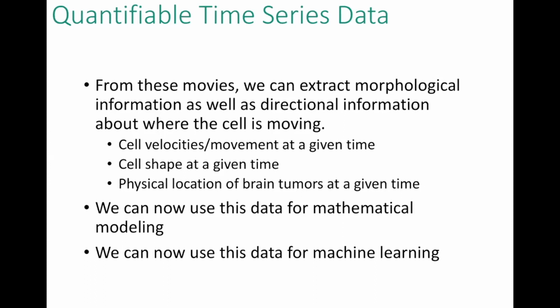Okay, so from all of these movies, we can actually extract morphological information as well as directional information, right? And this can be used for our mathematical models. For example, we can get cell velocity and movements at given times, cell shape at a given time, or if we extend this to brain tumors, we can get the physical location of brain tumors at a given time. We can use this data for mathematical modeling, and we can also use this data for machine learning.